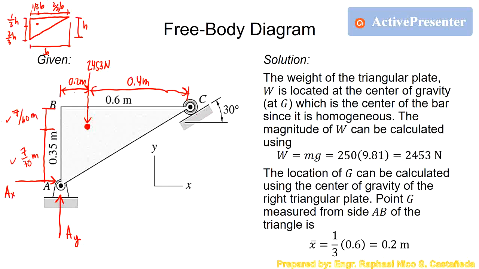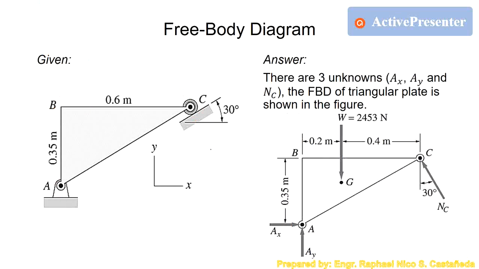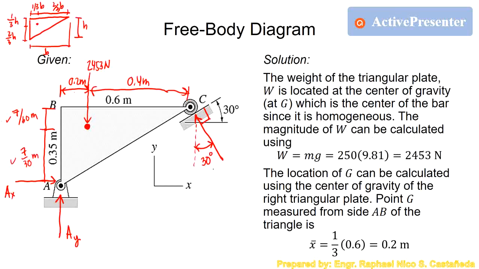Then for the C, we have a force perpendicular to the surface, so this is 90 degrees right here. So the angle with respect to vertical is 30 degrees. You just change the slope because it is perpendicular, normal to the surface. So the answer will look like this. This is the same as our previous answer, which is this one. We just write here normal at C.